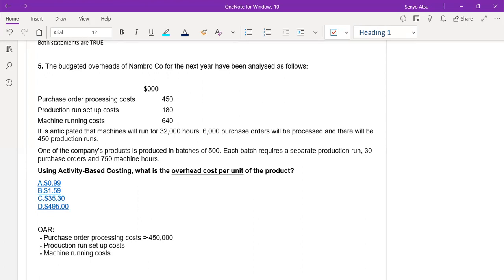It's anticipated that machines will run for 32,000 hours. 6,000 purchase orders will process. I think number of purchase orders processed will drive purchase order processing cost. $75 per order processed, per purchase order.